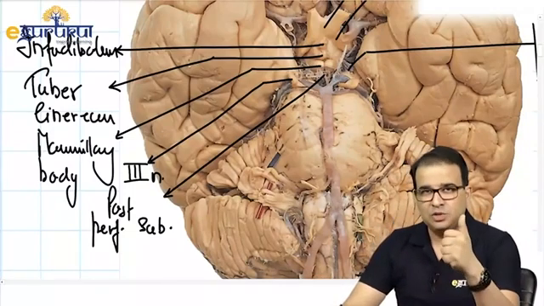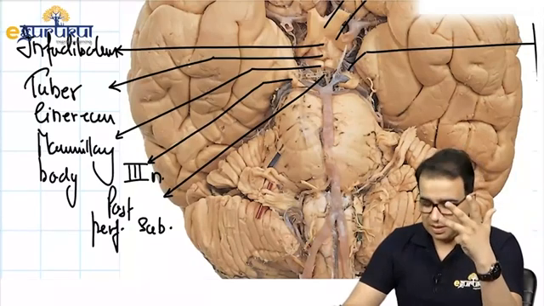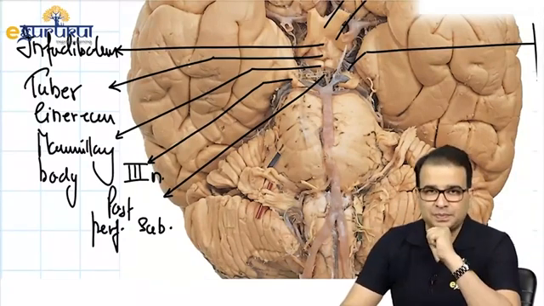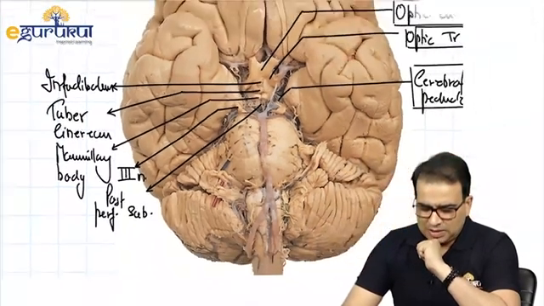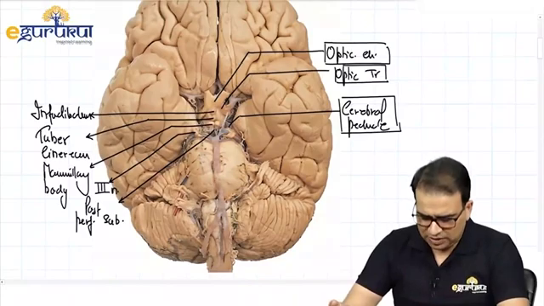So infundibulum, tuber cinereum, mammillary bodies, posterior perforating substance, and remember the third nerve. These are the contents of the interpeduncular fossa. So guys, this is about the ventral aspect of the brainstem here. Just a few more things to mark here.